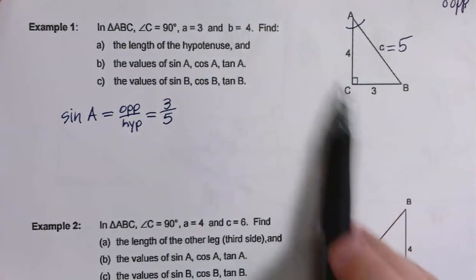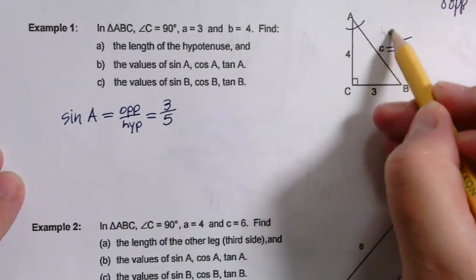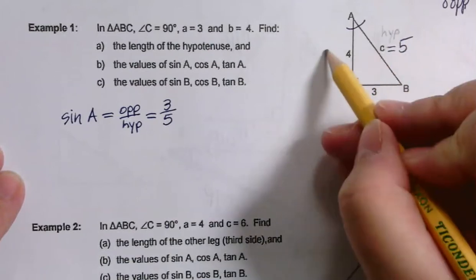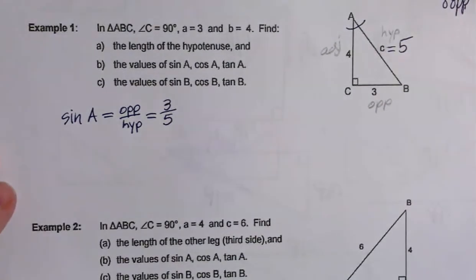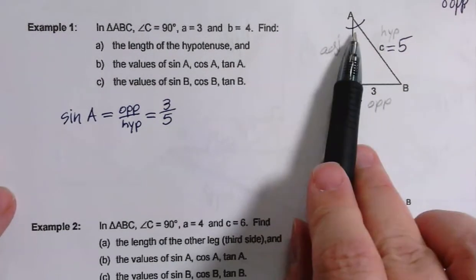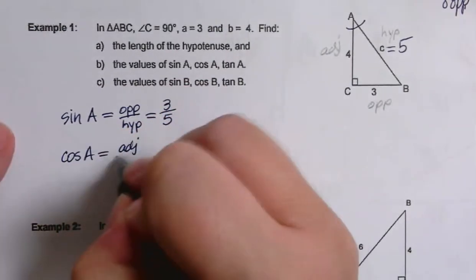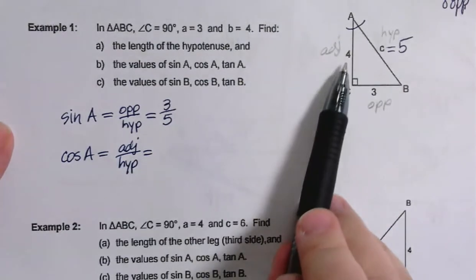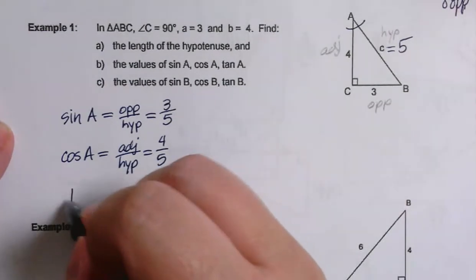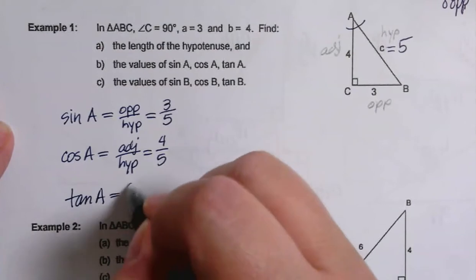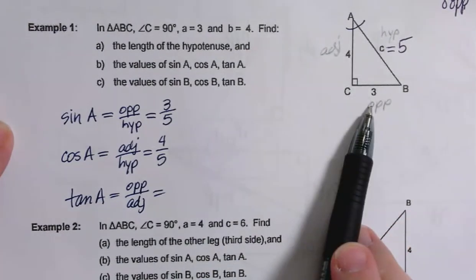And if it's easier for you, you can label the sides every time. I could do it real quick in pencil. This is the hypotenuse. That doesn't need to be in pencil, it's always the hypotenuse. This is the adjacent, and that's the opposite. That's all for A, okay? So the cosine of A is adjacent over hypotenuse, which is 4 over 5. And we don't need to reduce because that's already reduced. The tangent of A is the opposite over the adjacent, which is 3 over 4.